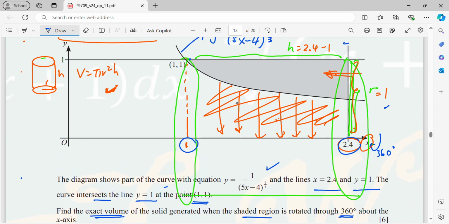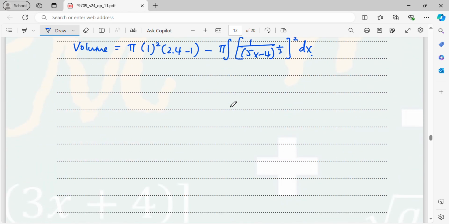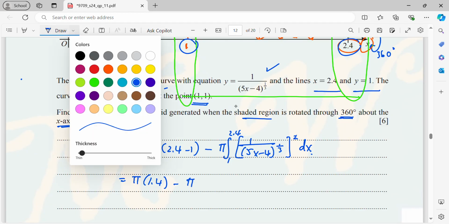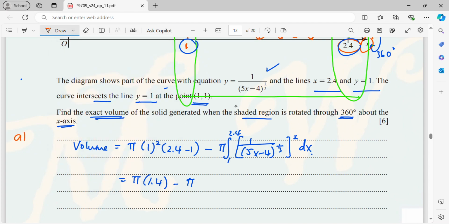region is actually bounded, the region is from 1 to 2.4 for the x values. So here it will be 1, lower limit 1, upper limit 2.4. Okay, so for the first term is pi, 1 square is 1, 2.4 minus 1 is basically 1.4. Then minus pi. Now, this 2, when you bring it in, it will be using this formula, a to the power m.